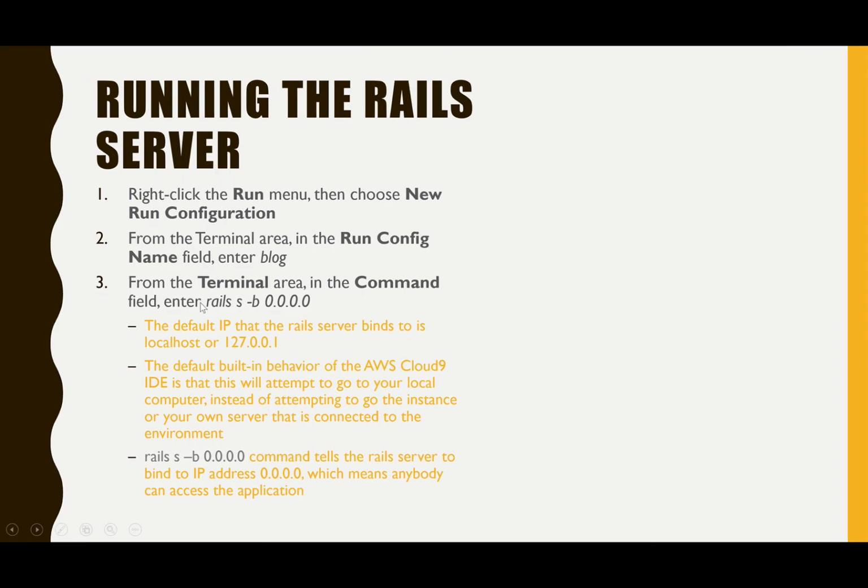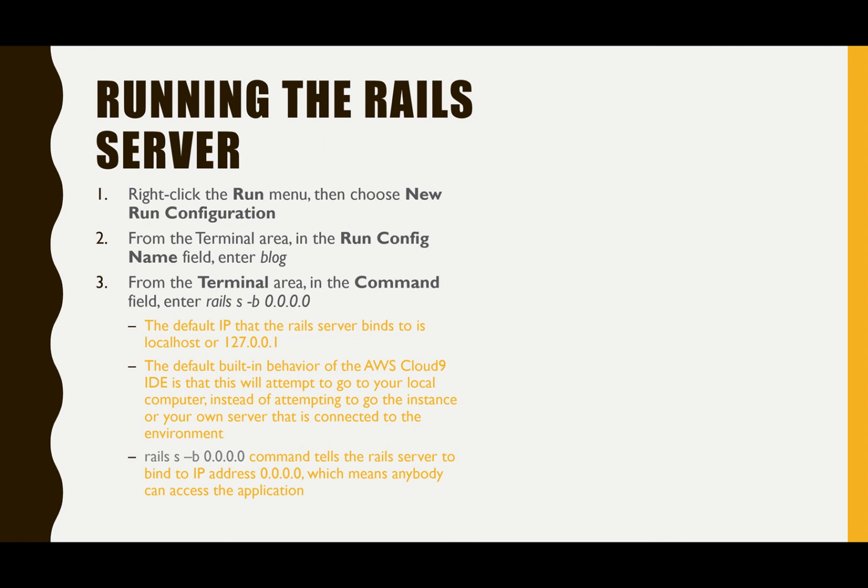Alright, I know this is kind of confusing, so I'm gonna explain what it does to you. The reason for this is that after the recent Rails 4.2 update, the default IP address, internet protocol address, that the Rails server binds to show you your running application on the web browser, binds to localhost or 127.0.0.1. So localhost basically is an IP address that loops back to your computer.